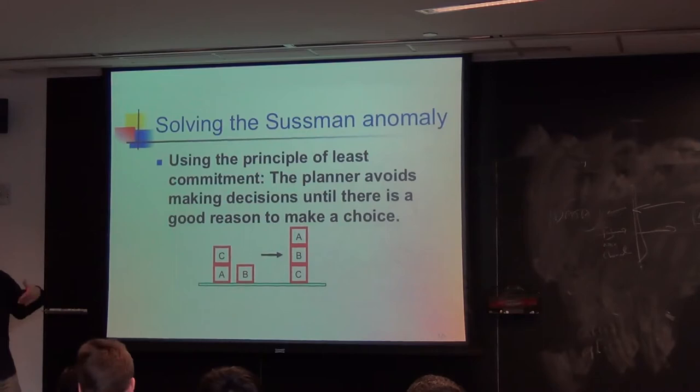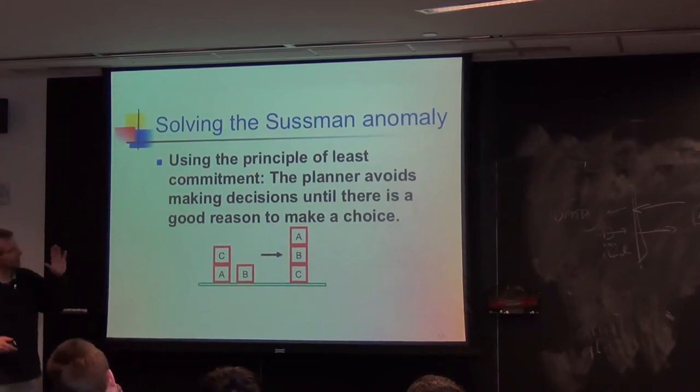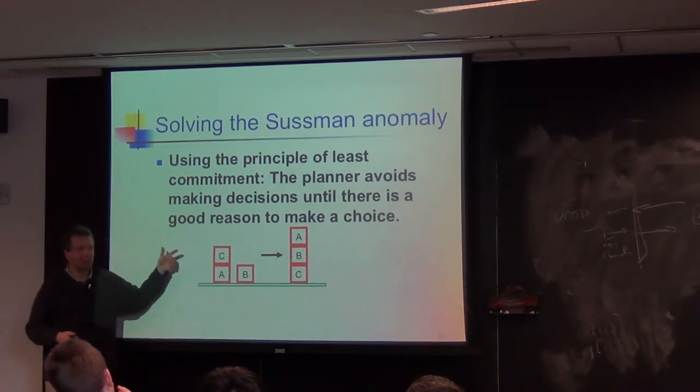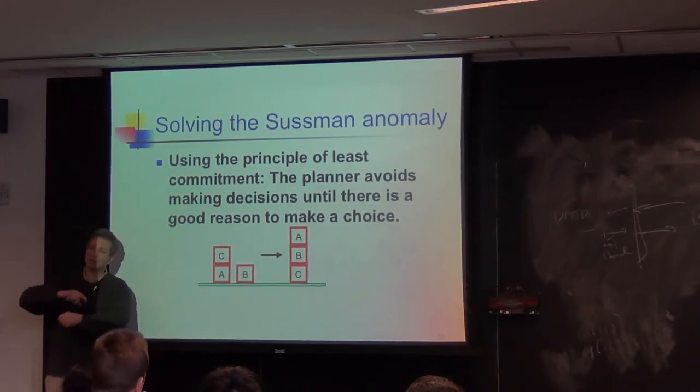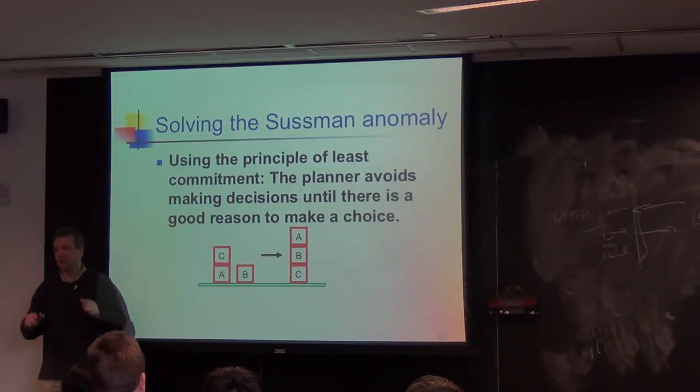All right. So this is just some notation. Solving the Sussman anomaly using the principle of least commitment, the planner avoids, as I said, making that problem where you try to put one block on top of the other, and you have to take the other one to put on top, and then you get into an inconsistent state.